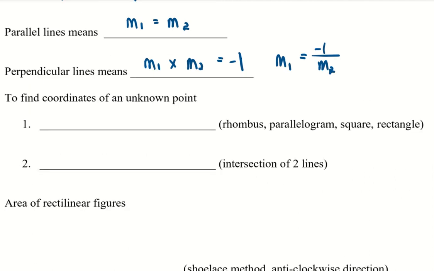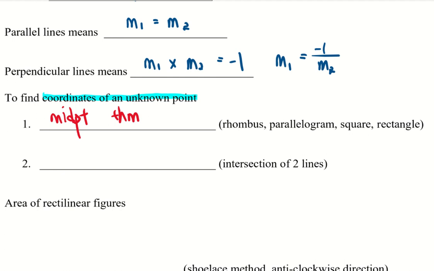Okay, this is something that's important, which is usually tested. Why? Because we would like to find the coordinates of an unknown point. In general, there are two different methods. The first method is only applicable for special shapes like rhombus, parallelogram, square, as well as rectangle, which is the midpoint theorem method. The midpoint of the diagonals of these four special figures will be the same.